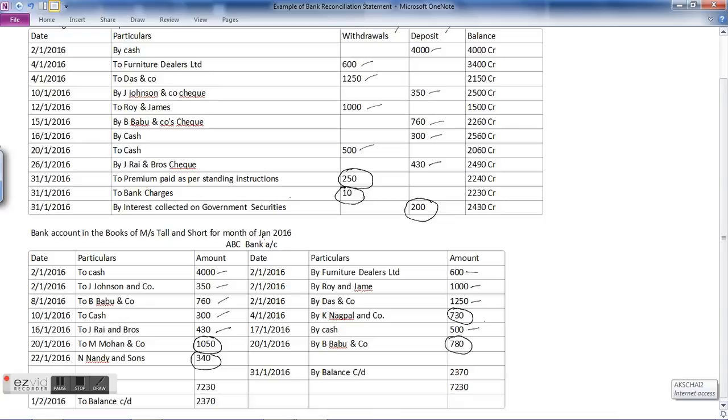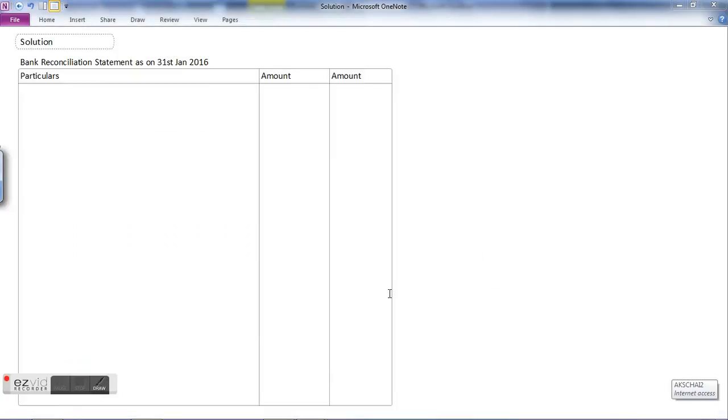Okay, now we will be preparing our bank reconciliation statement. This is a format of bank reconciliation statement. So bank reconciliation statement as on 31st Jan 2016. So this is very important. The bank reconciliation statement is not for a period, okay, it is as on a date. So if I try to prepare a bank reconciliation statement as at the end of the day of 1st Feb 2016, it will change, depending on the number of transactions in the passbook and books of account. So it's always as on a particular date.